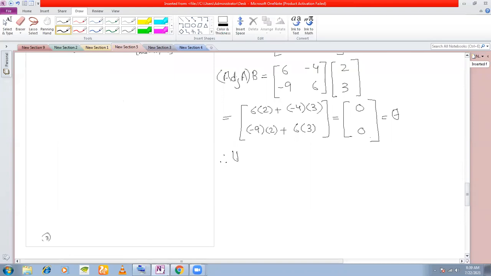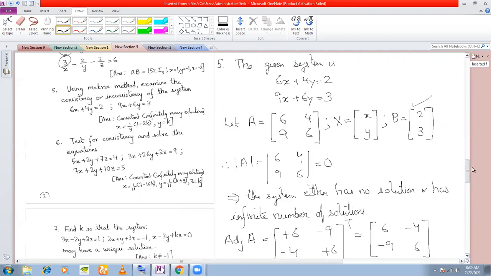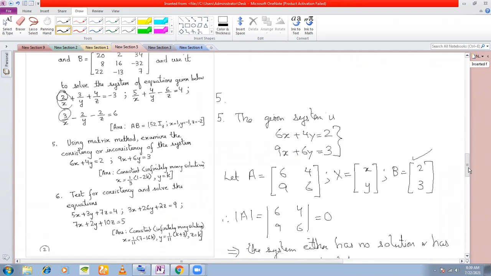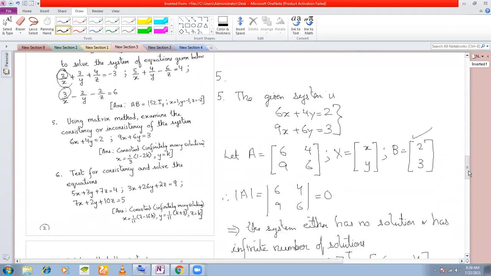Therefore, the system has infinite number of solutions. Okay, now the question is, if it has infinite number of solutions, how to find out those solutions? Look at the system here once again. This is the system: 6x plus 4y is equal to 2, 9x plus 6y is equal to 3.